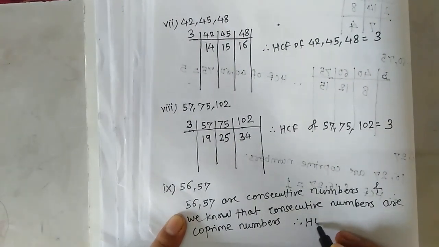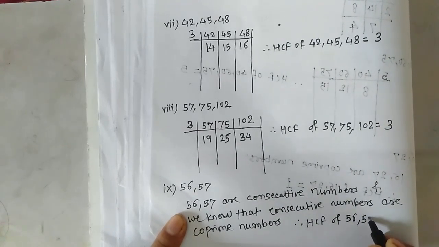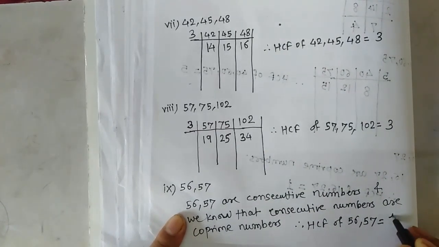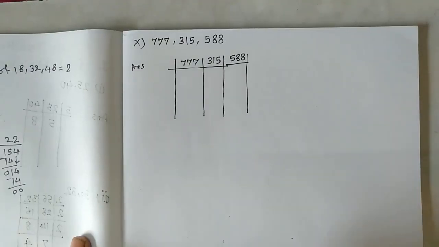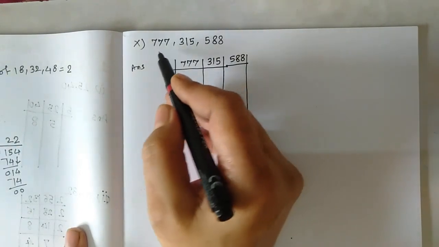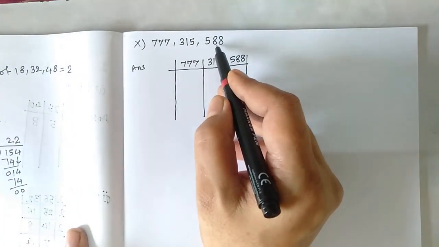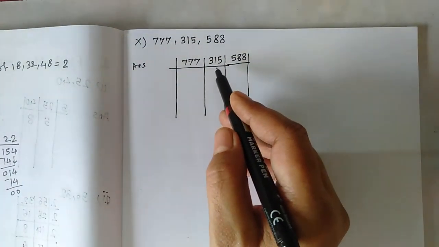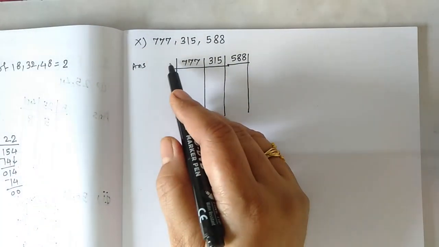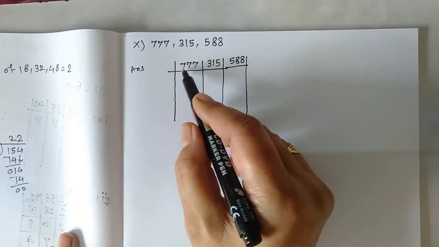Therefore SCF of 56 and 57 is equal to 1. Next question: 777, 315 and 588. All these three numbers are not even numbers, so they are not divisible by 2. Check whether they are divisible by 3 or not.